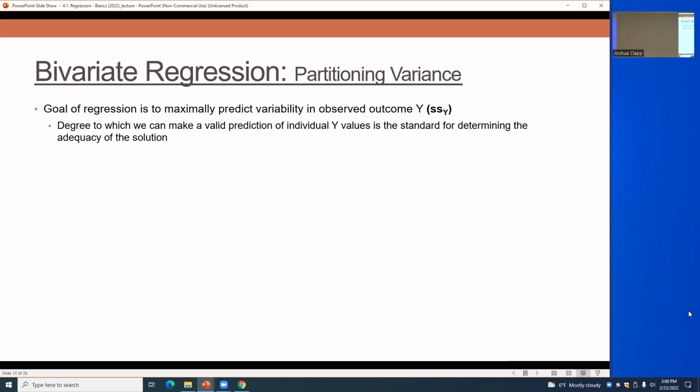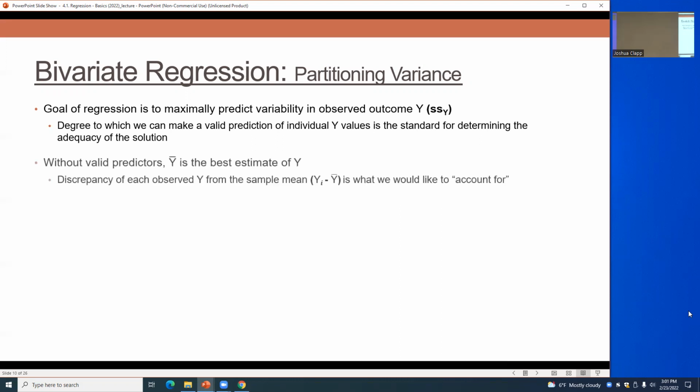This is the basis for determining the accuracy of my solution. If I'm really good at predicting the outcome value for each individual, I've got a pretty good model, right? If I'm not, I've got a model that's not so great. So this is our criterion for determining the adequacy of the model, based on the classic approach to regression. Now, if I don't have valid predictors, right? If all I have is the number of credit hours that people are taking, then the mean is my best estimate of Y.